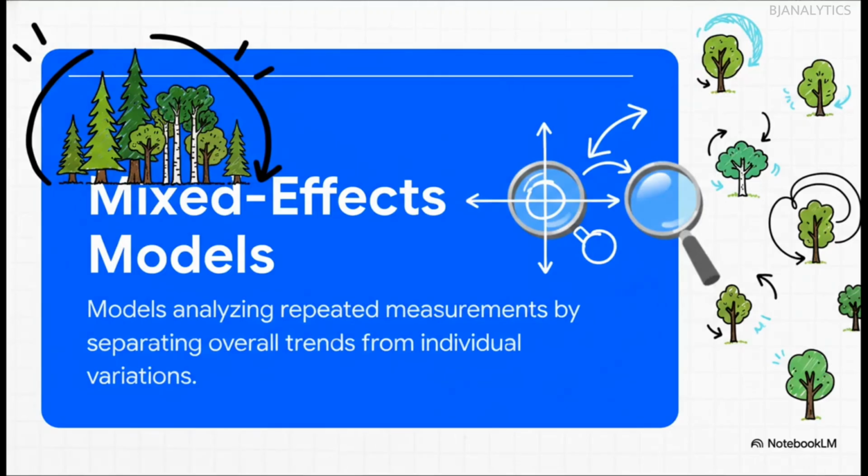And this tool is called a mixed effects model. The name itself is actually a huge clue. It's mixed because it does two things at the same time. It looks at the big picture trend for the whole forest, but it also zooms right in on the unique individual growth patterns of each tree. It lets you see both the forest and the trees.